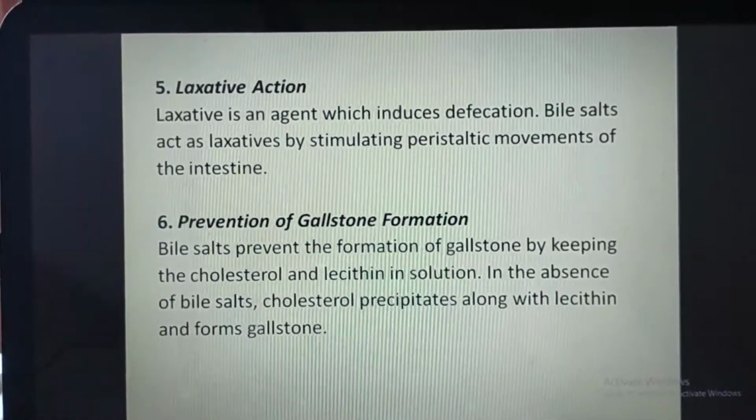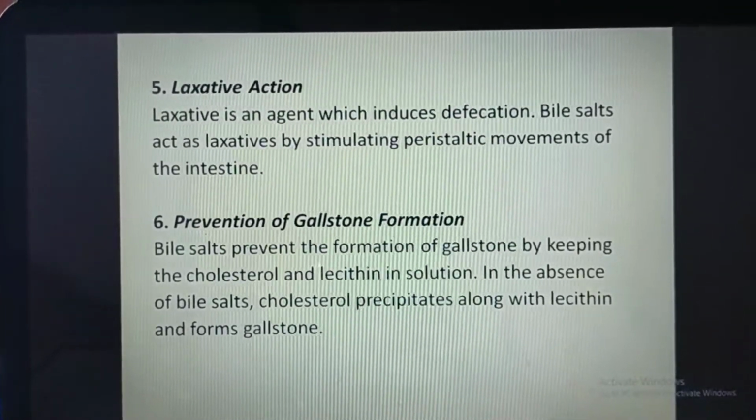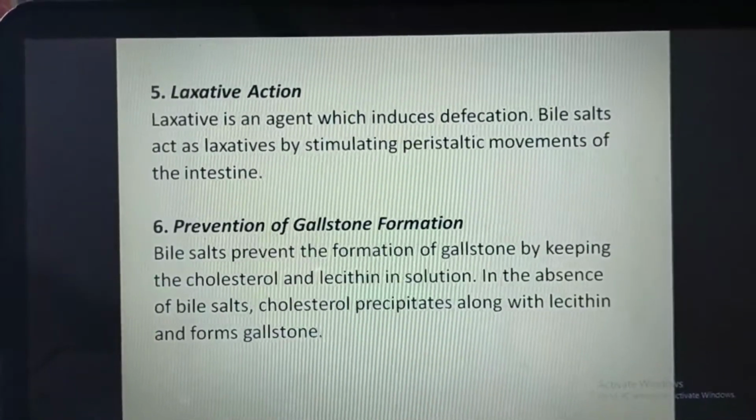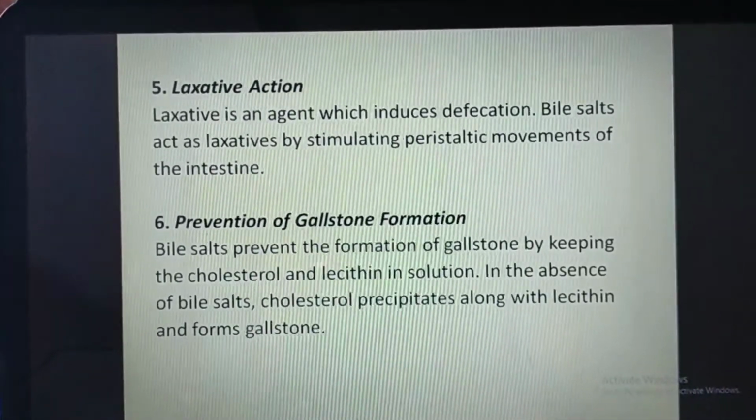Laxative action. Laxative is an agent which induces defecation. Bile salts act as laxatives by stimulating peristaltic movements of the intestine.